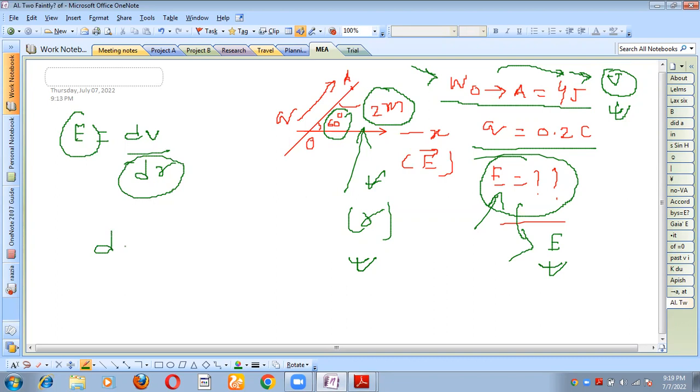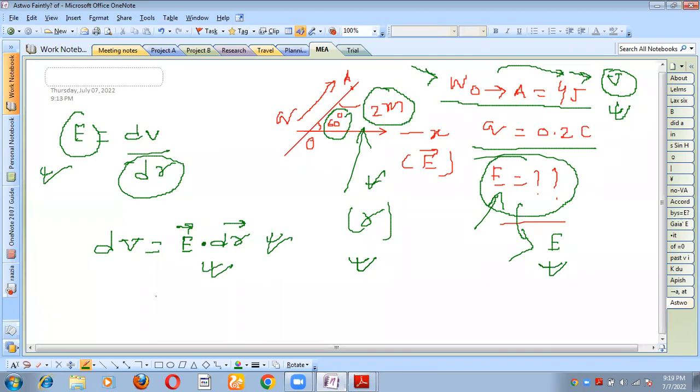When we have an angle, we rearrange this formula and write it as dV equal to E dot dr. The same formula modified to this one. Everyone understood this? The actual formula is this, but we take angle 0 degrees when we are moving along the field. Then in that case, we write cos 0. So the actual formula is dV is equal to E dot dr. Everyone know this?